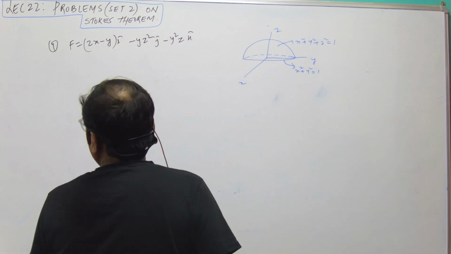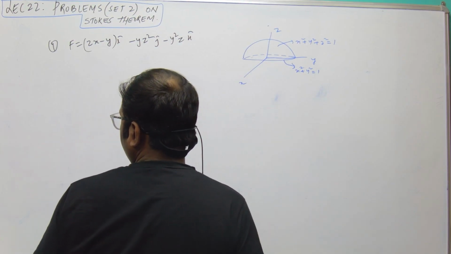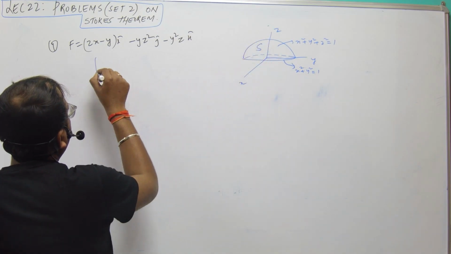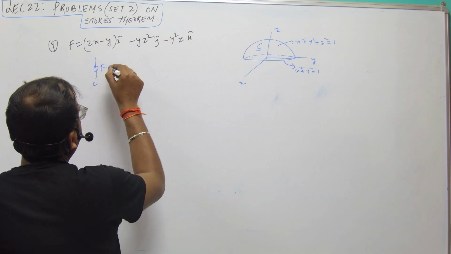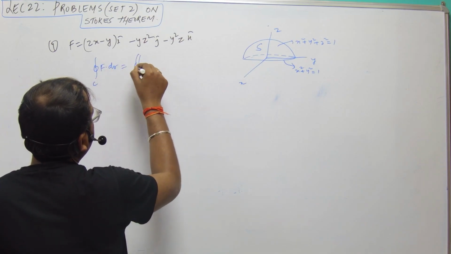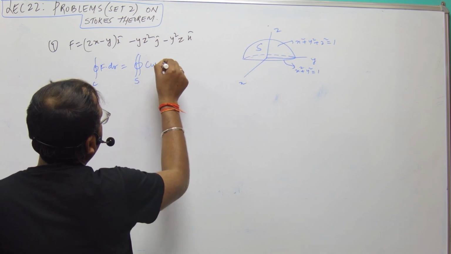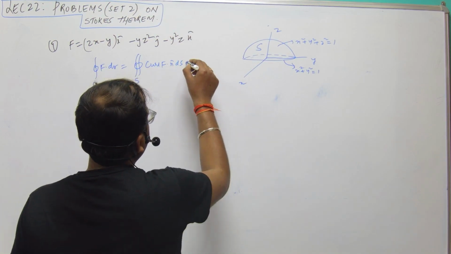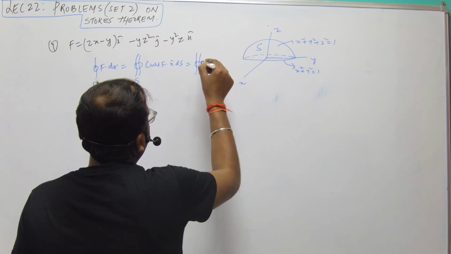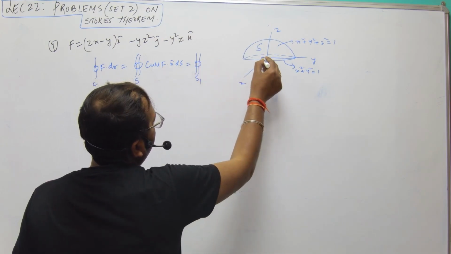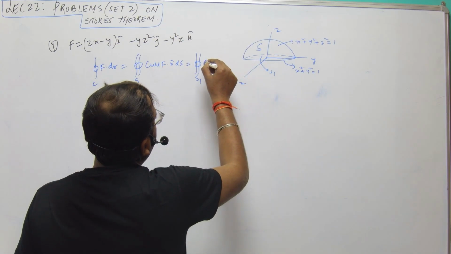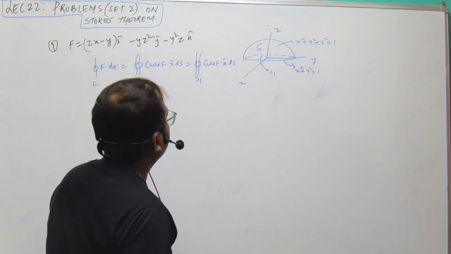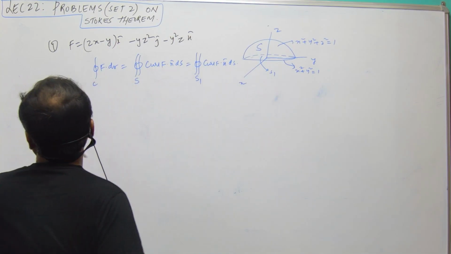Okay, so let us write down the expression for the Stokes theorem. This is our surface S. So we have the line integral along the curve C of f dot dr is equal to the surface integral along the surface S of curl of f dot n cap into ds. And this is equal to the integral along the surface S1, the bottommost surface, of curl of f dot k cap into ds. The proof of this we have already discussed in question number 1.